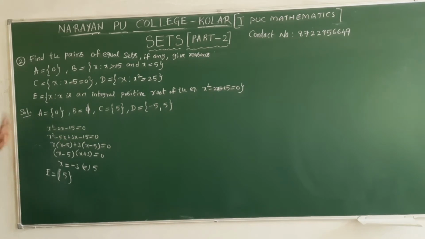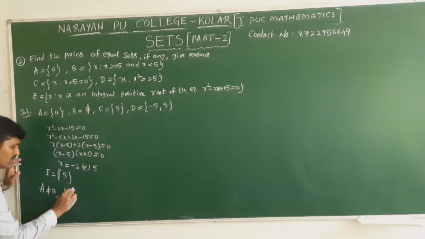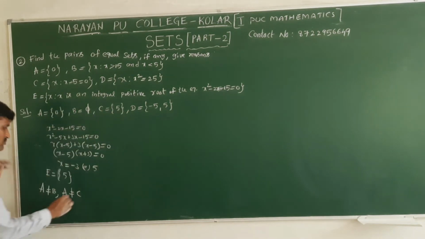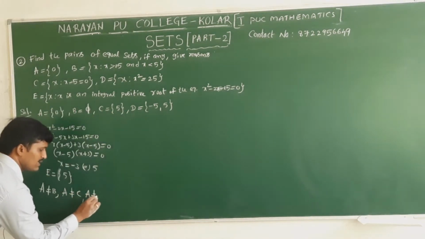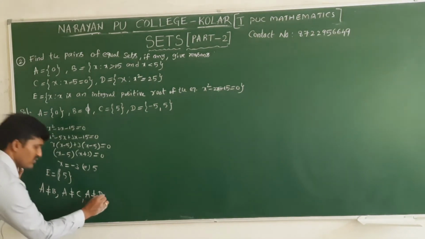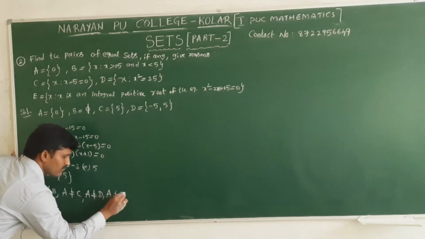First, combination with A and B, equal? No. Here 0 is there, but 0 is not there here. That's why A is not equal to B. A is equal to C? No. A is not equal to C. A equal to D? No. A is not equal to D. Next, A is equal to E? No. So A is not equal to E.